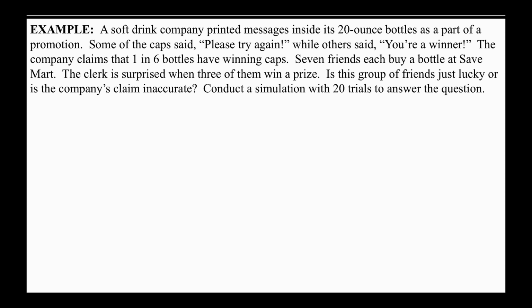If I went to go buy 6 million bottles, about 1 million would be winners, right? It's very unpredictable if it's short sighted. If I walk into a casino right now and place a bet, it's very unpredictable what could happen, right? But if I sit there at the casino and play that same game every day for a week, in the end, I'm going to lose, right? That's what we talked about yesterday. Okay, so 7 friends each buy a bottle at Save Mart of that drink. The clerk is surprised when 3 of them are winners.